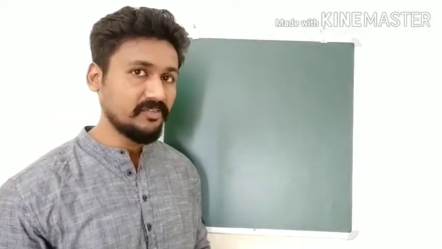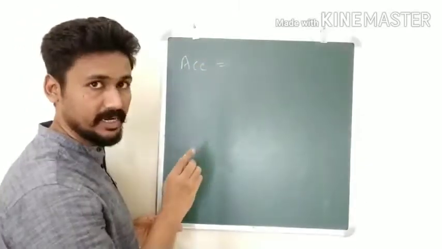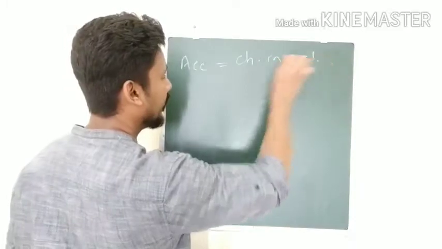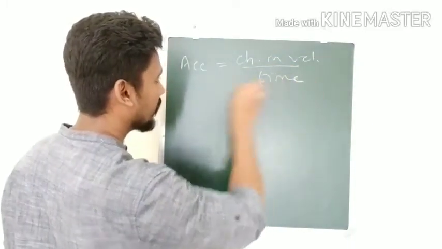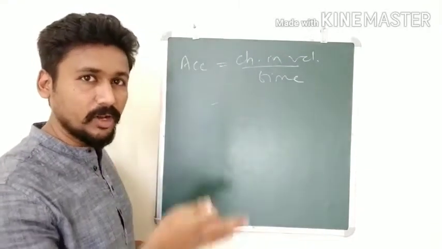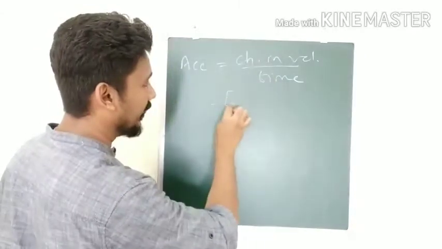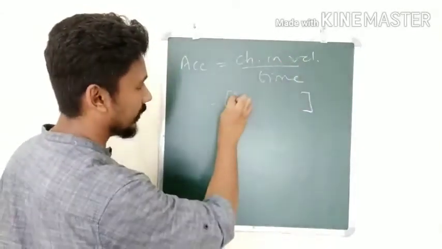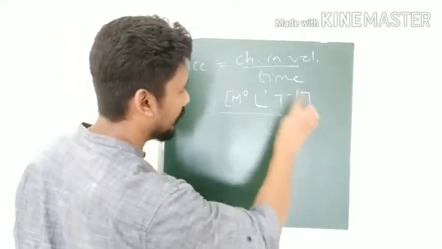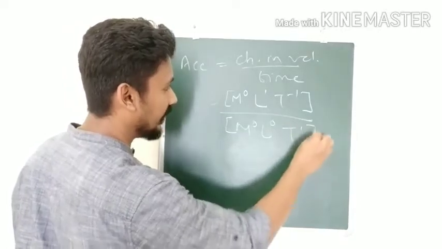Let us see the dimension formula for acceleration now. So acceleration, again I am sure you remember, is change in velocity upon time. So change in velocity divided by the time. So we can write dimensions for change in velocity. Obviously velocity will have the same dimensions as that of speed. So I can directly write the dimensions for velocity. That will be M to the power 0, L1, T minus 1, upon time, again M0, L0, T1.